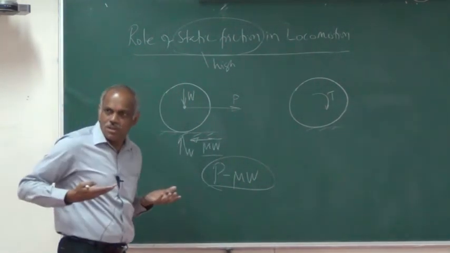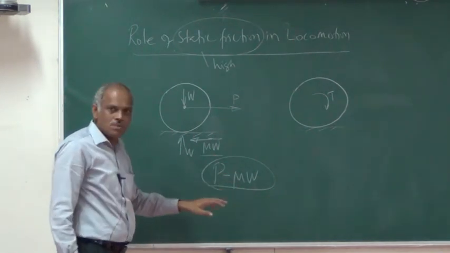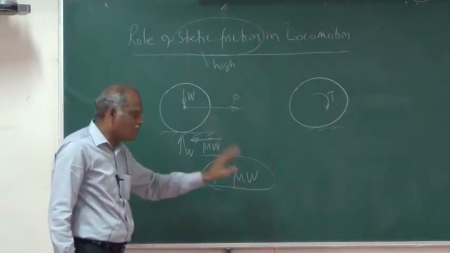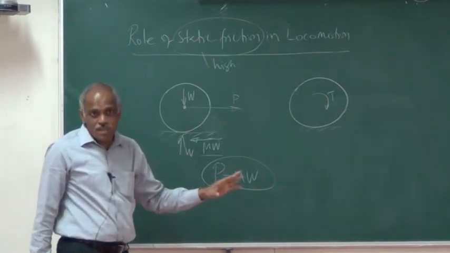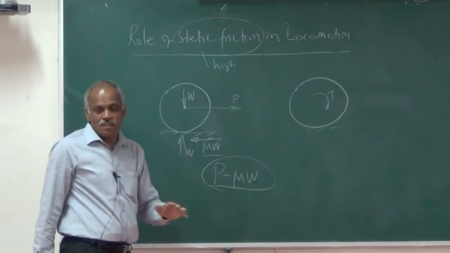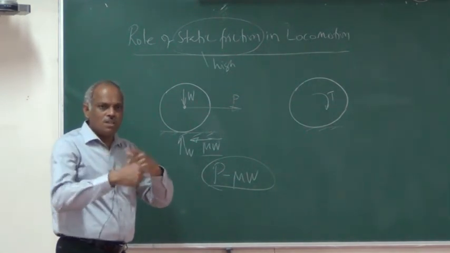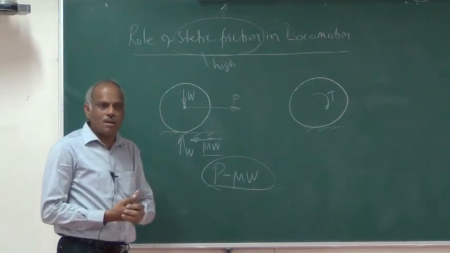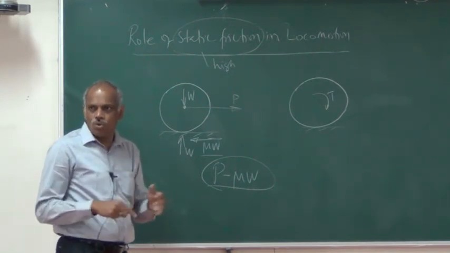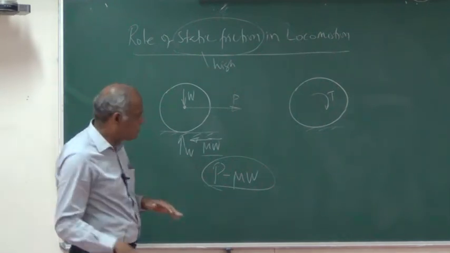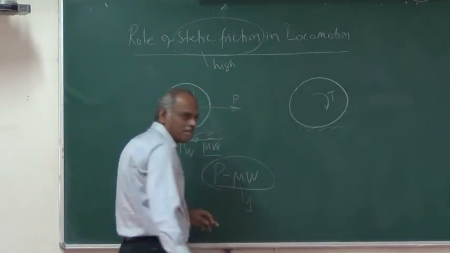It rolls, but you require a force to move it in the forward direction. That is possible. The net force acting on this is P minus mu W. So without static friction, rolling is not possible. It must be high. That is why we have said that a rubber tire on a concrete road has a very high coefficient of friction. The static friction for that is equal to 1.